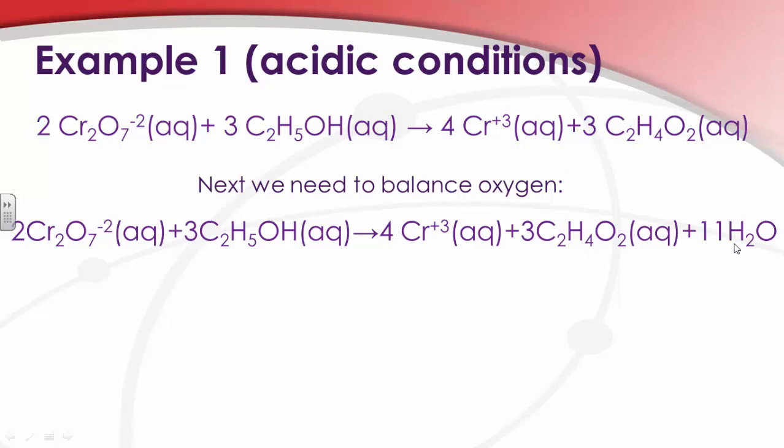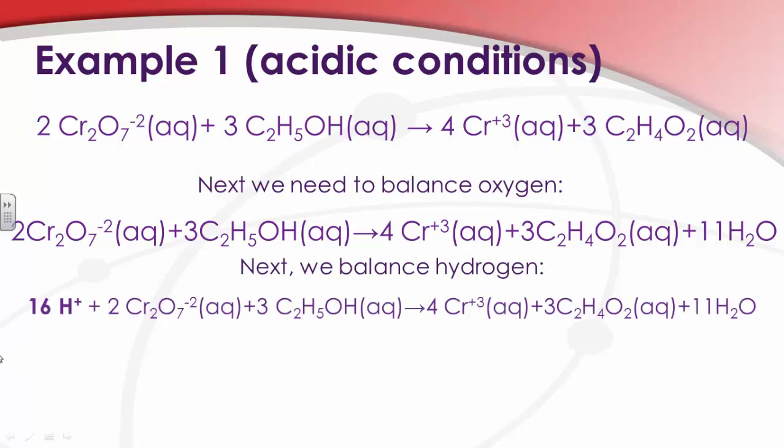But there's also 22 hydrogens over here. So we have 34 on the right and only 18 on the left. So we need to add, by my count, 16 more hydrogens on the left-hand side. And we do this by simply putting in protons.